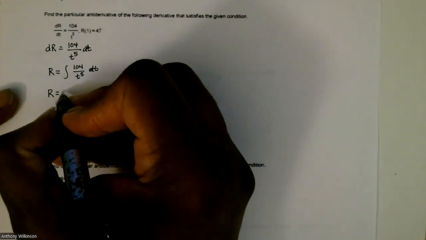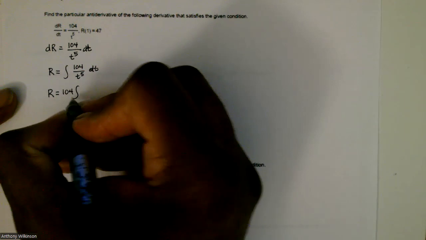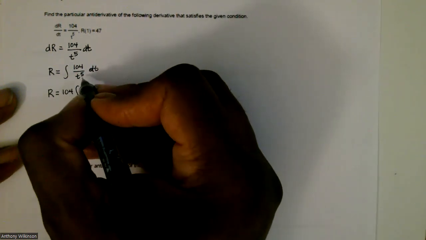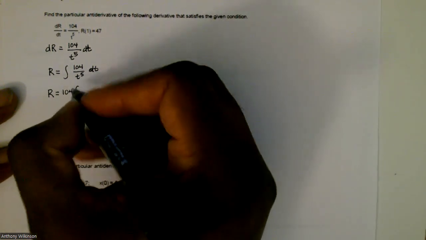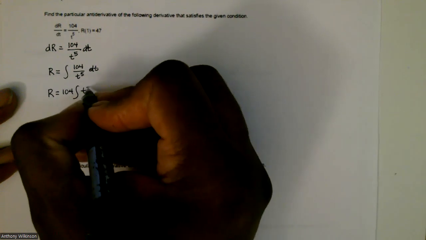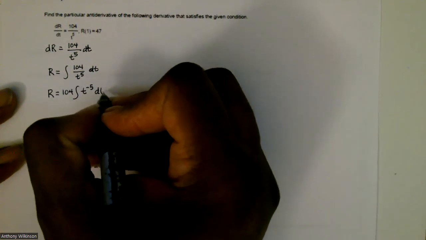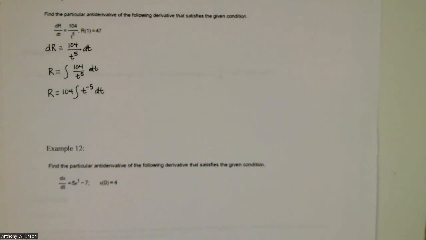I'm going to do two things here. That 104 is a constant, so I'm going to pull the 104 in front of the integral sign. That t to the 5th in the denominator, if I write it using negative exponents, it'll be t to the negative 5 dt. So I have r is equal to 104 times the integral of t to the negative 5th dt. I'm going to use the power rule in this case.